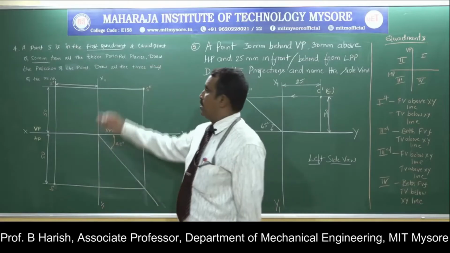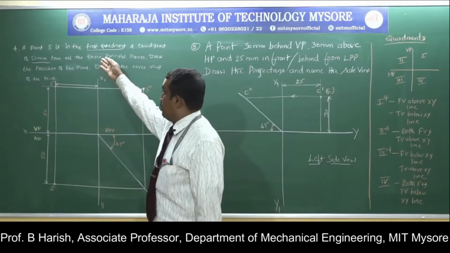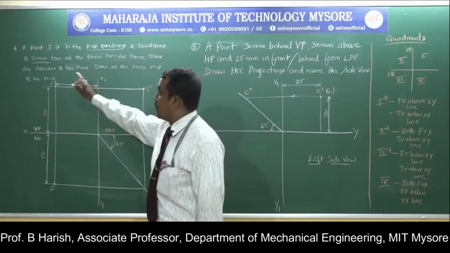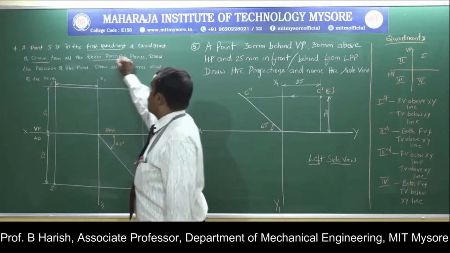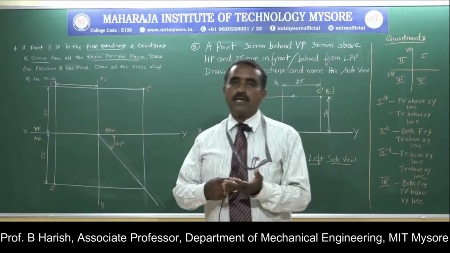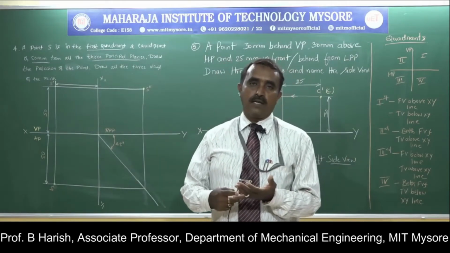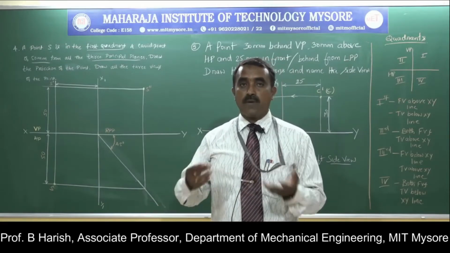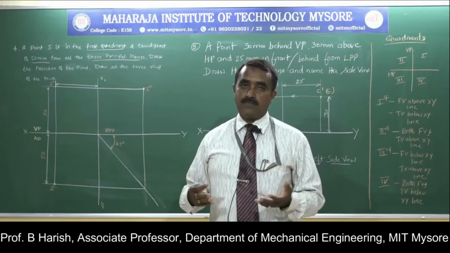So here it is given in the first quadrant. Second, equidistant of 50 mm from all the three principal planes. What are the three principal planes? We have the vertical plane, horizontal plane and profile plane. In the previous problem we saw the profile plane. These three planes are called the principal planes.